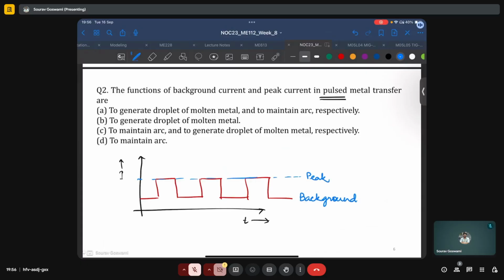The function of the background current, if you remember, was to maintain the arc and to prevent it from getting extinguished. So background current was used to maintain arc and peak current to generate droplet. And so option C is the correct answer.